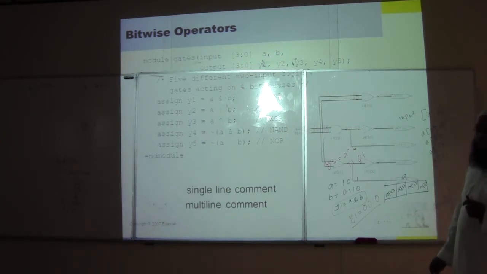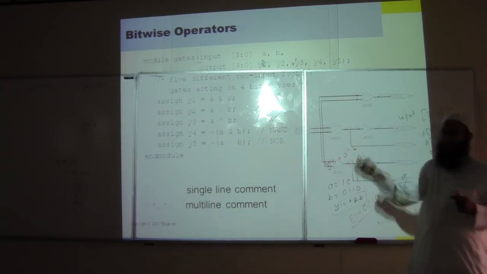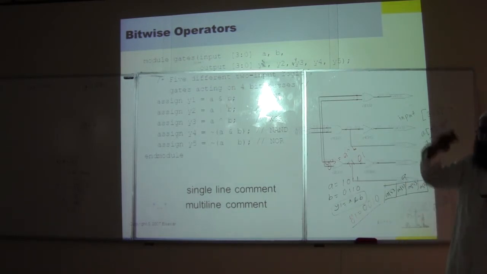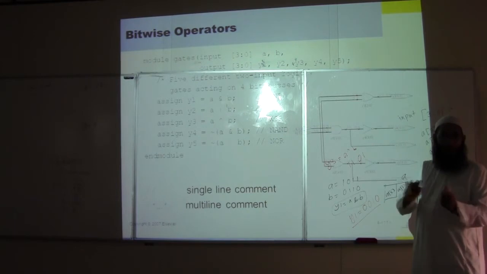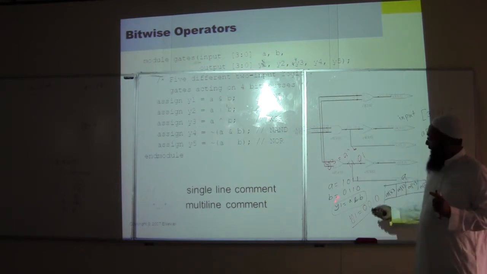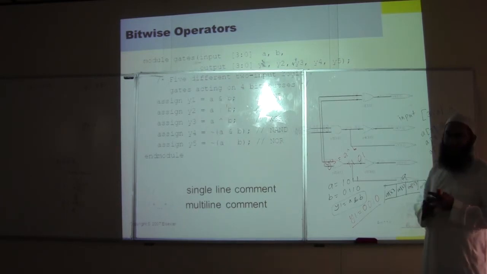But binary addition is not bitwise. If you want to add them, it is not bitwise because you have a carry, right? Remember carry: 1 plus 1 is 2, so 1 will go. So addition is not bitwise. The normal addition is not bitwise. But AND and OR, they are bitwise. Do you understand the difference?